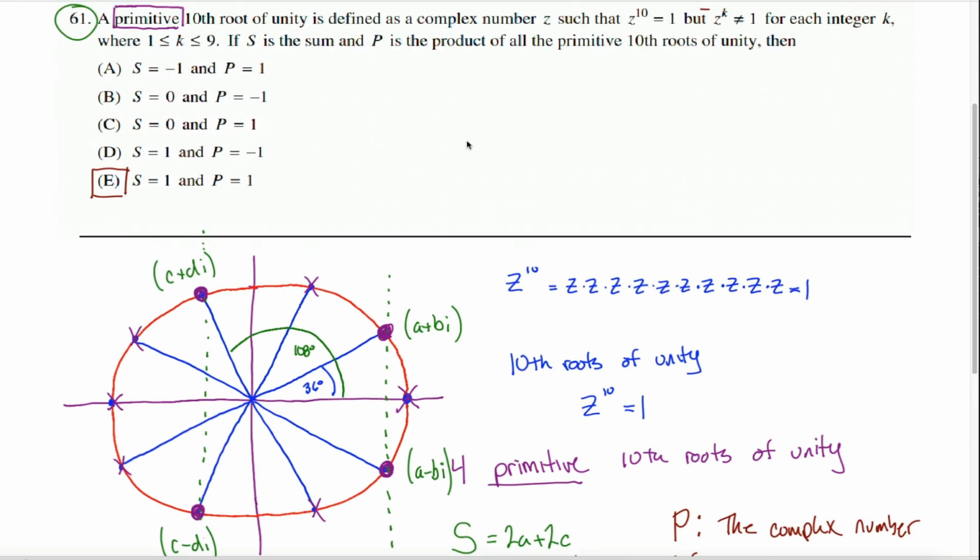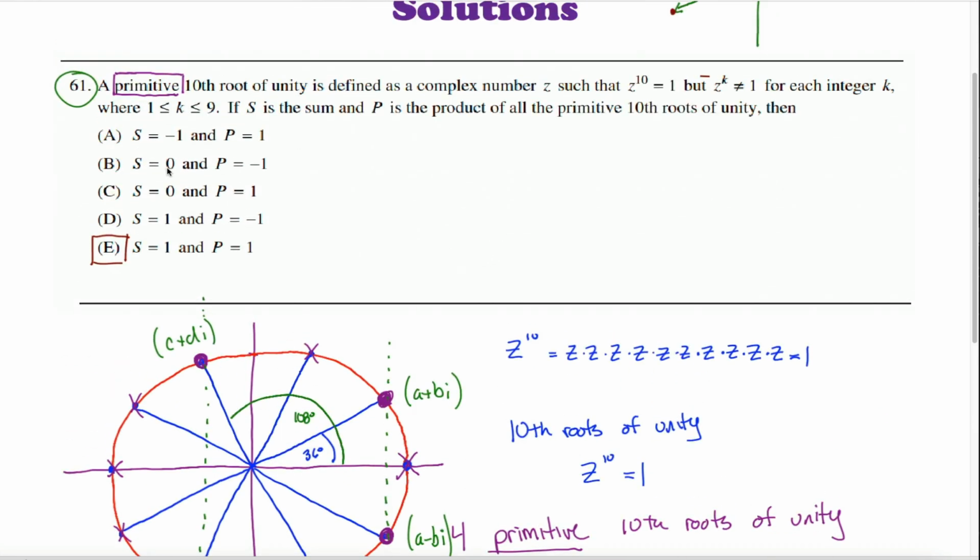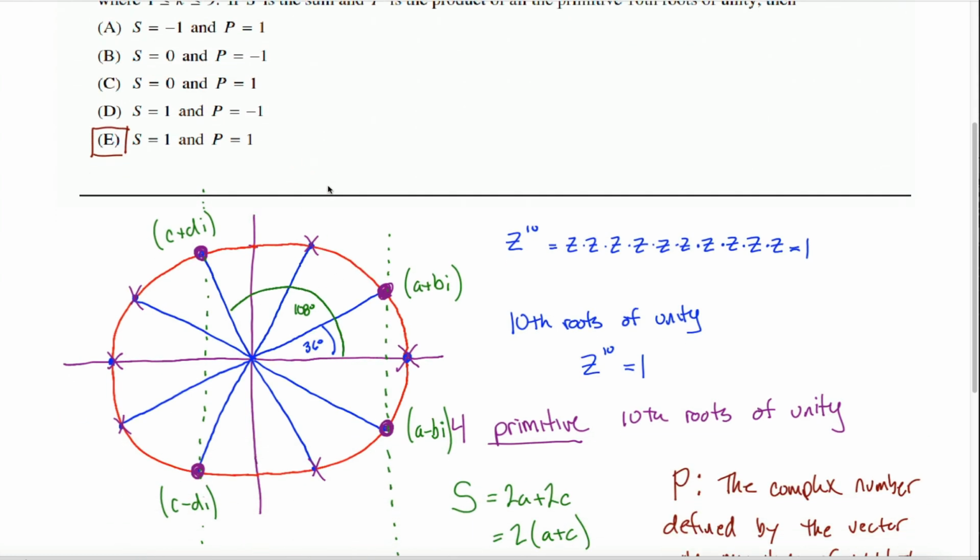I didn't really show that they're equal to 1. I just showed that they couldn't be -1 or 0. And since the product of these roots was 1, I knew E must be my answer. But it bothered me a little bit to use process of elimination for something that apparently works out so nicely.